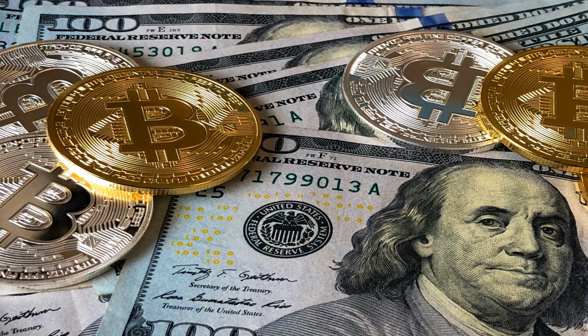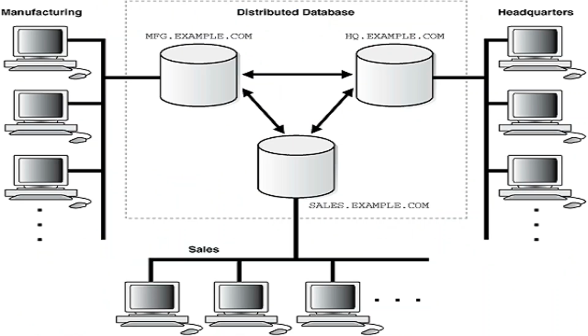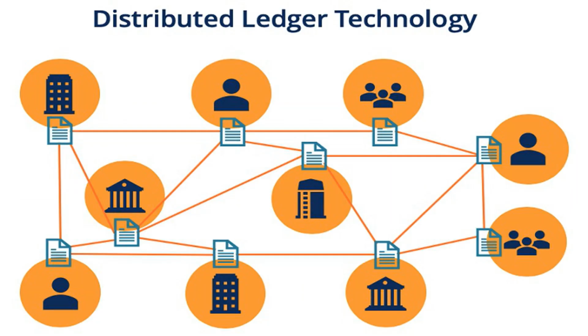After the launch of Bitcoin, distributed technology came into the limelight, though it was discussed in some research papers during the 1990s. People may say that distributed ledger technology is an extension of distributed database management system. Distributed ledger technology is a transactional type of distributed database management system.